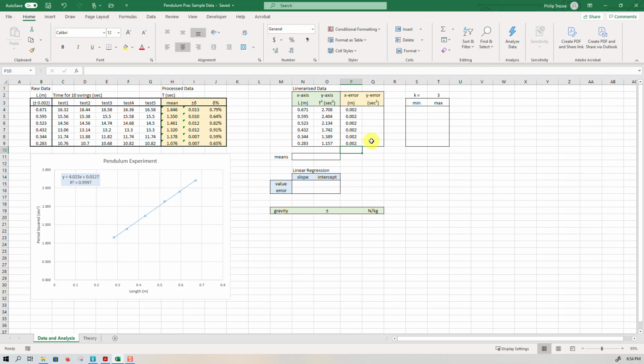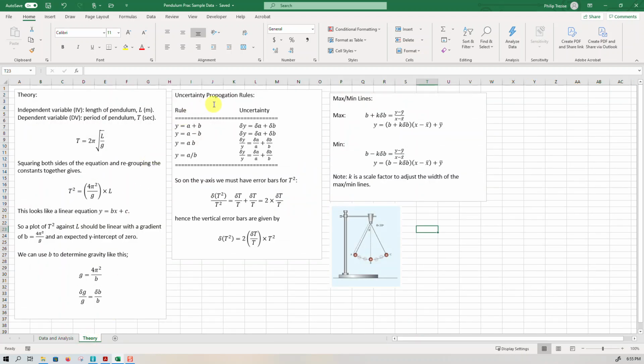When it comes to the Y errors, well, the Y values are times squared, and that's a calculation based on our measurements. So let's think about error propagation rules for a moment. You would be familiar with these error propagation rules from unit number 1. When we add or subtract measurements, in this situation, A and B represent measurements, and if I add or subtract them to get a result, then I add the absolute uncertainties to get the absolute uncertainty in the result. If I multiply or divide two measurements together to get a result, then I add the relative errors in order to find the relative error in the result.